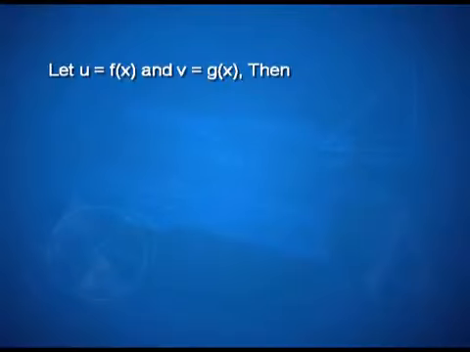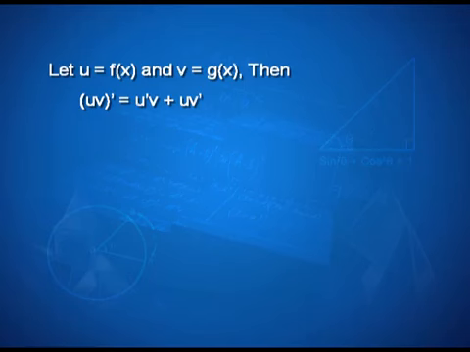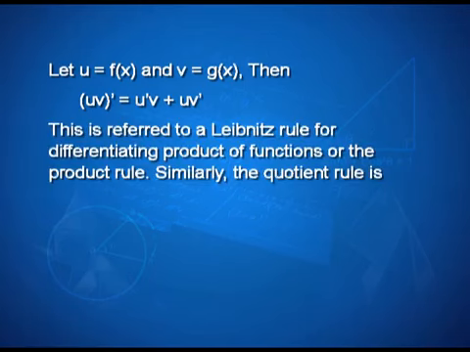As in the case of limits, this theorem tells us how to compute derivatives of special types of functions. The last two statements in the theorem may be restated in the following manner, which aids in recalling them easily. Let u be equal to f of x and v be equal to g of x. Then (uv)' is equal to u'v plus uv'. This is referred to as the Leibniz rule for differentiating product of functions, or the product rule.